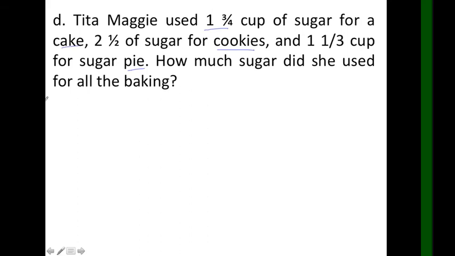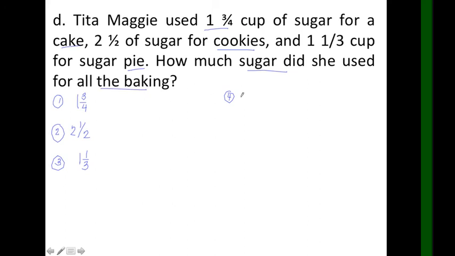So, cake, gumamit siya ng 1 and 3/4 sugar. Sa isa naman, gumamit siya ng 2 and 1/2 sa paggawa ng cookies. And sa pangatlo, gumamit siya ng 1 and 1/3 sugar sa paggawa ng pie. Ang tanong natin is gaano daw karami nagamit niya sugar in all baking.